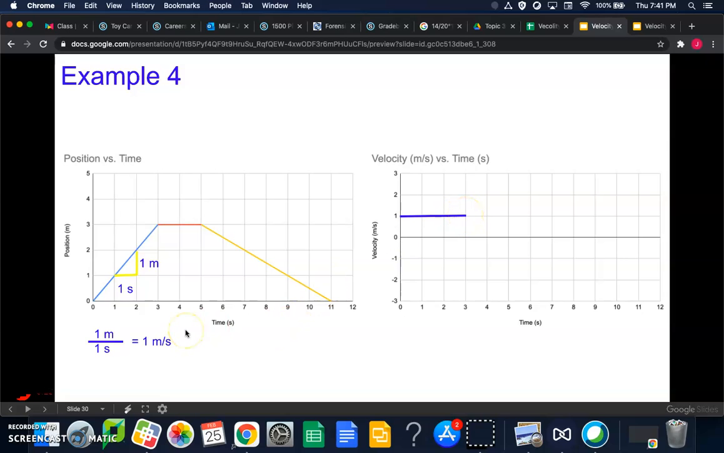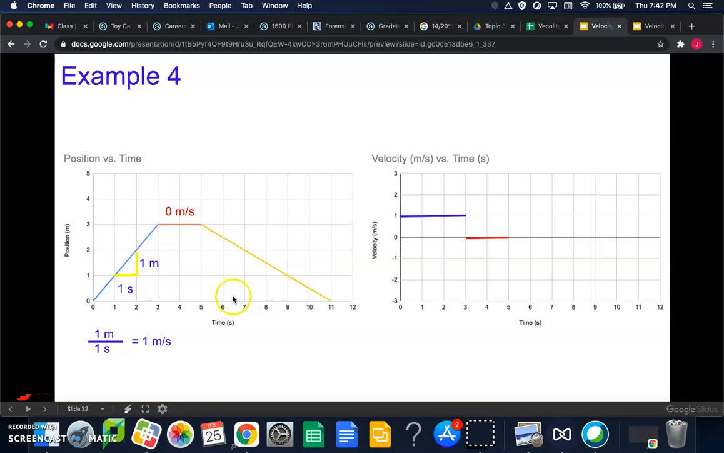Next, we're going to do the same thing for the red segment. We're going to calculate the velocity first. Well, again, this is one of those flat lines, so it should be pretty easy to do the velocity. It should be 0 meters per second. And so we will do a horizontal line at 0 on the velocity versus time graph, and we'll do that from 3 to 5. So starting at 3 and then ending at 5.